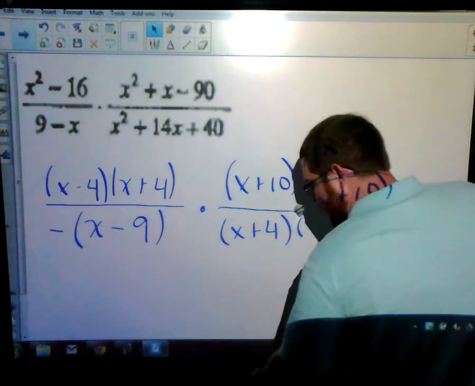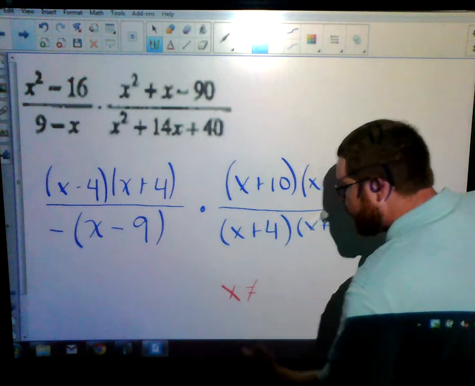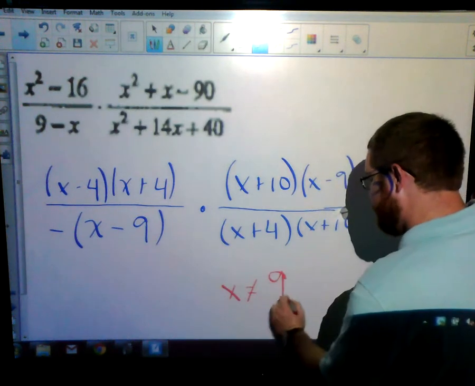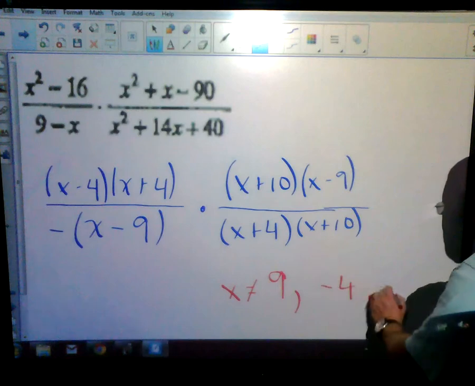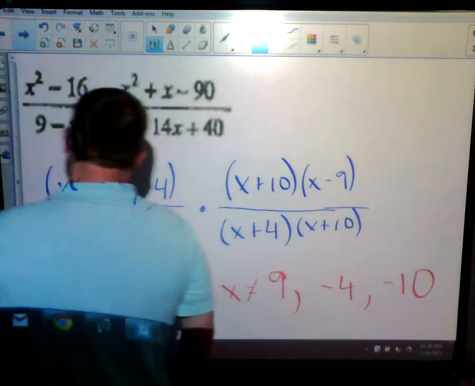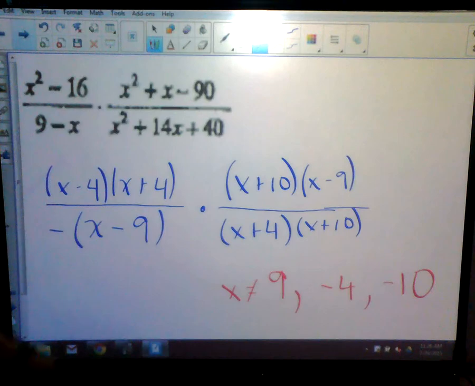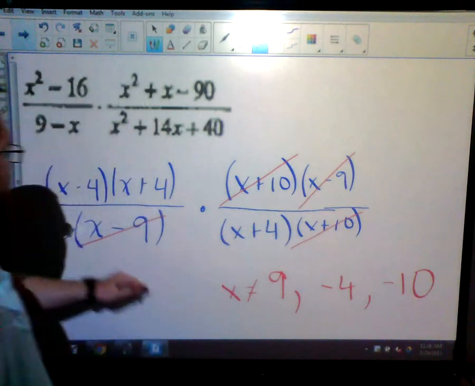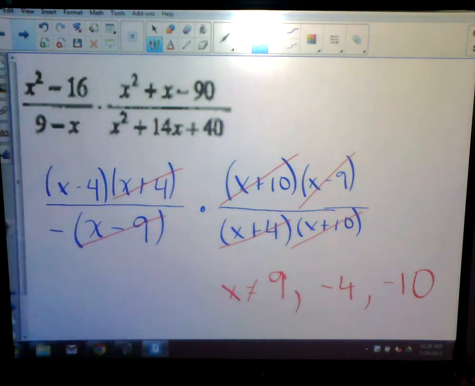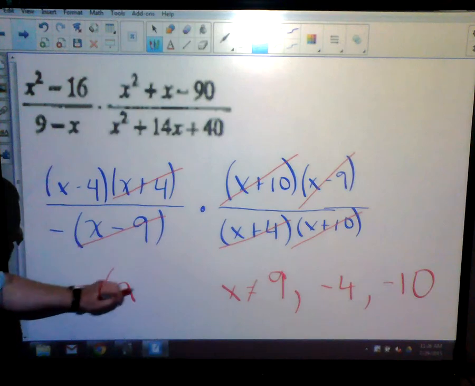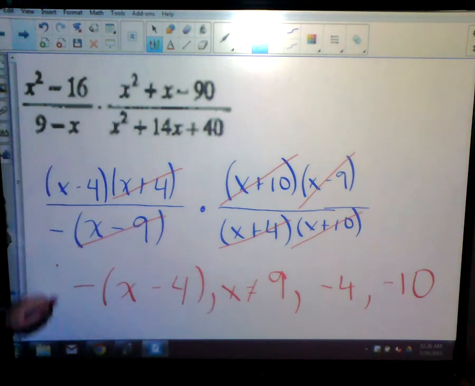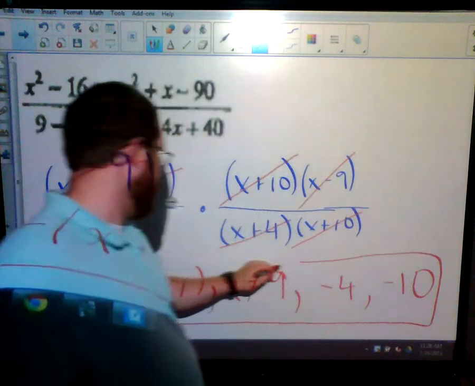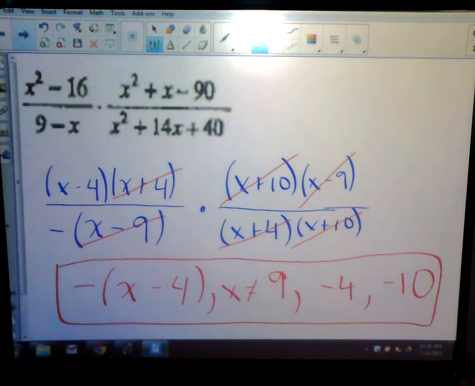So before I start canceling out, let's list my restrictions. What can x not equal? Can't equal 9, can't equal negative 4, can't equal negative 10. Let's start canceling. Anything on top and bottom will cancel. X minus 9, x minus 9, x plus 10, x plus 10, x plus 4, x plus 4. So what's left? Negative x minus 4, comma, x cannot equal those three things. Factor, write your restrictions, cancel out.